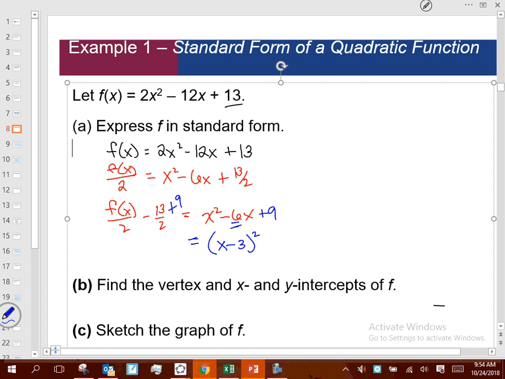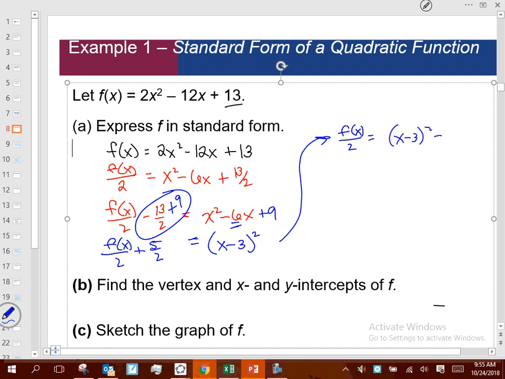Now that right there, if I think about the a times x minus h squared plus k version, that's the x minus h squared part. I still need the a and I still need the k, and that's where they come into play in the next step. Right here, I still have to do this algebra. Is my 18 half? So I'm going to have f of x over 2, plus 5 halves. We're going to add those two things together. What am I going to do with that 5 halves? Subtract it, so I get f of x over 2 is equal to x minus 3 squared minus 5 halves.